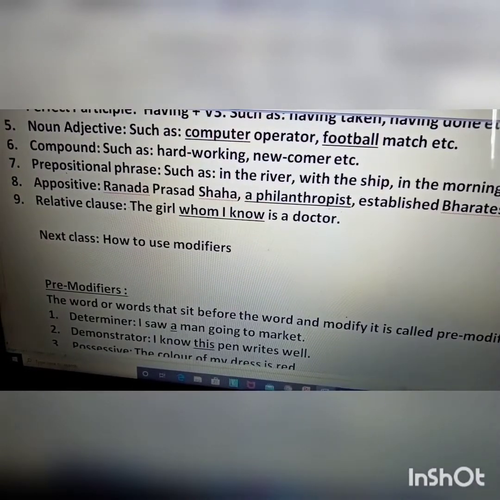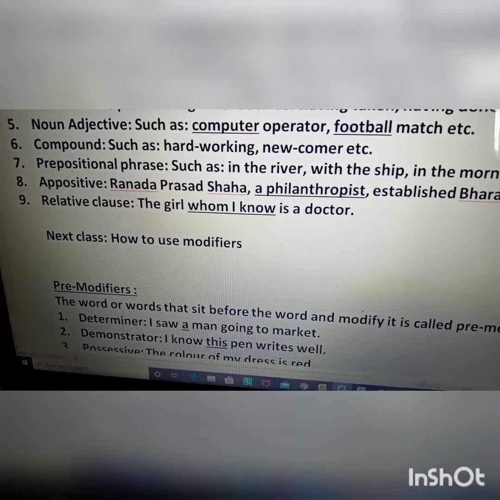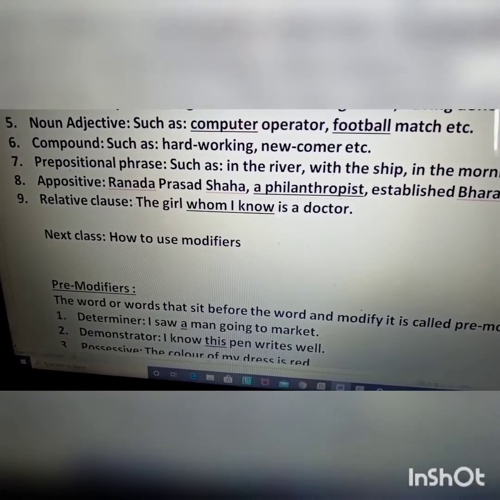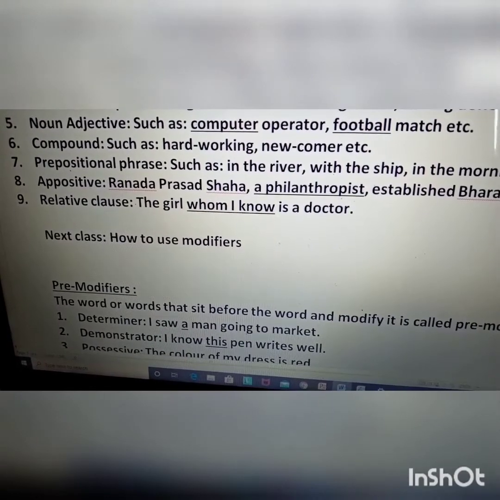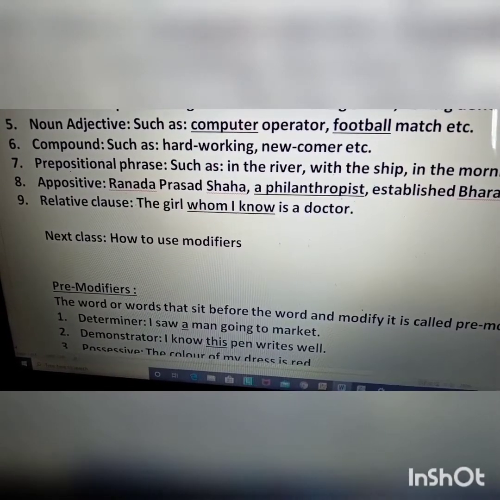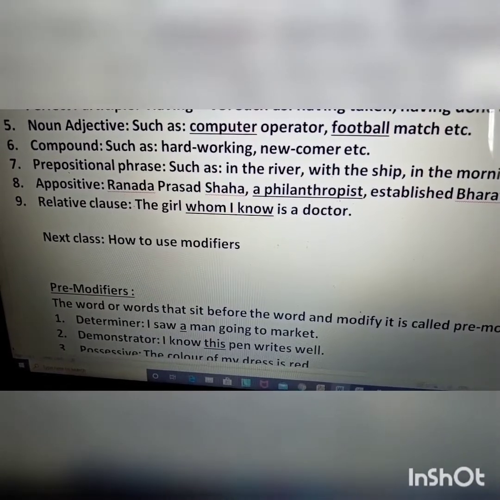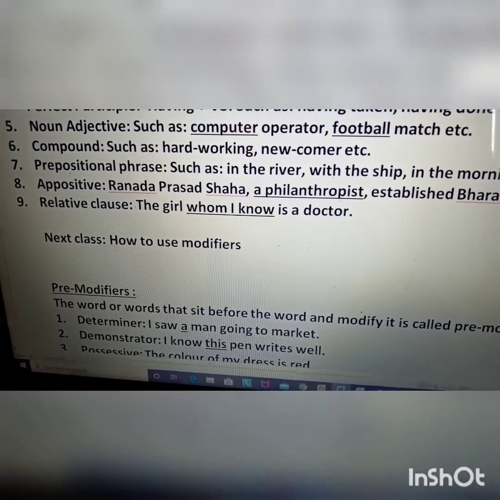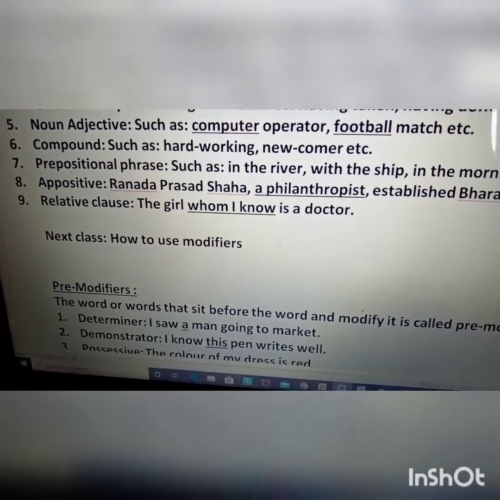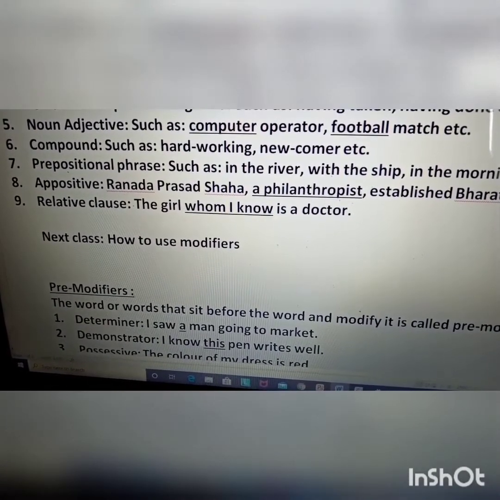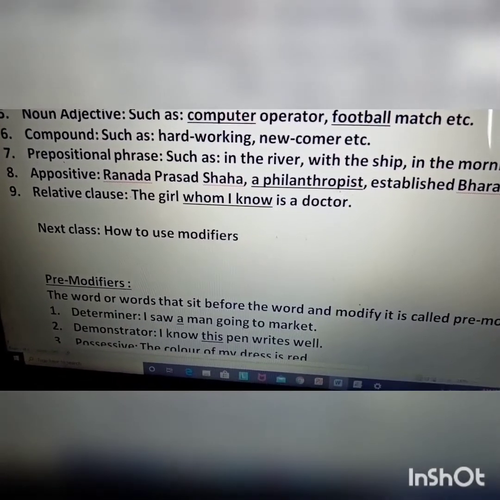Next we are seeing noun adjective. Noun adjective means if two nouns sit together, the first noun is considered as an adjective. So here in the example we can see computer operator. Here computer is a noun and operator is another noun. So here computer has become an adjective. Another example we can see is football match, etc. These are the examples of noun adjective.